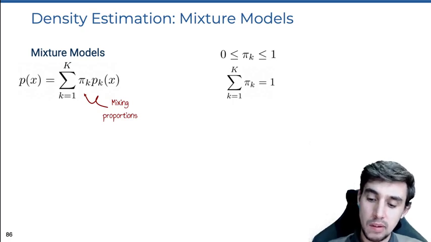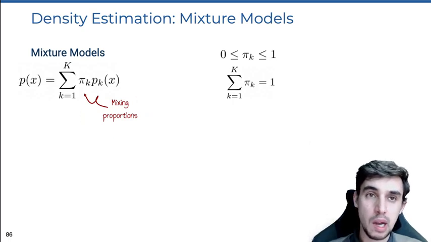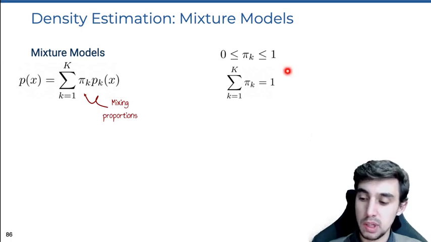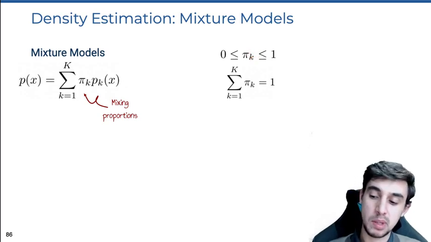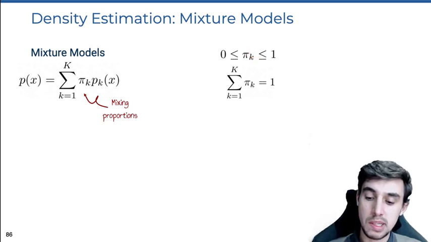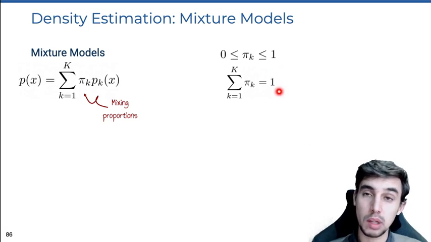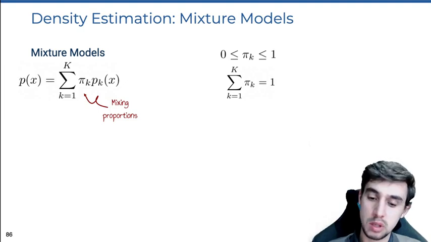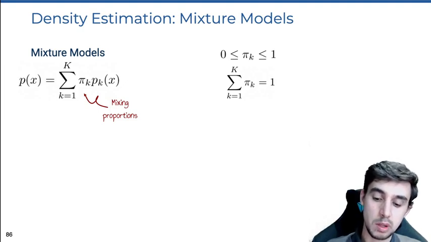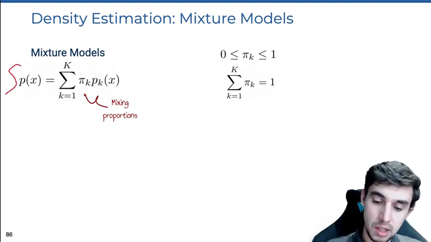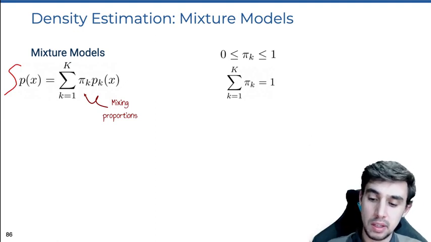And here we have the mixing proportion pi of k that follows two constraints. First of all, every quantity is between 0 and 1, and the mixing proportions sum to 1. Those two conditions are here just to ensure that if we compute the integral of p of x here, it will again be equal to 1.